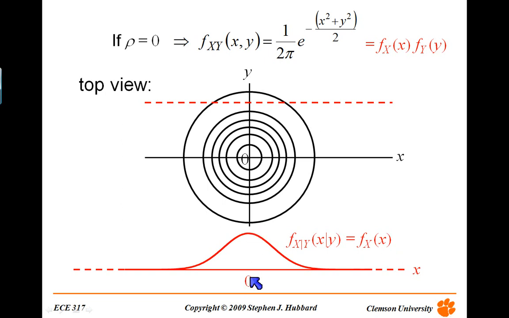One of the fundamental points to understand about this scenario when rho is equal to 0 is that because these things have circular contours, no matter where you slice through it, in other words, no matter what the observed value of y, the cross-section will always have a peak at 0, and therefore the conditional PDF of x given y will always be the same bell-shaped curve with its peak right there at 0. That's another way of looking at the fact that these two variables are independent. If you observe that y is this value, or if you observe that y is this value, it doesn't matter to x. The PDF of x given y doesn't depend on y, because the cross-sections are all the same shape.